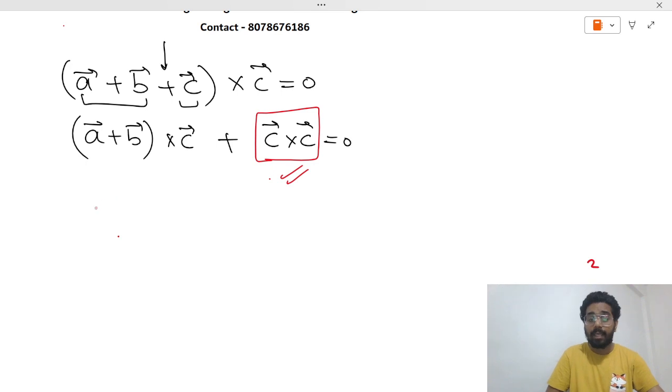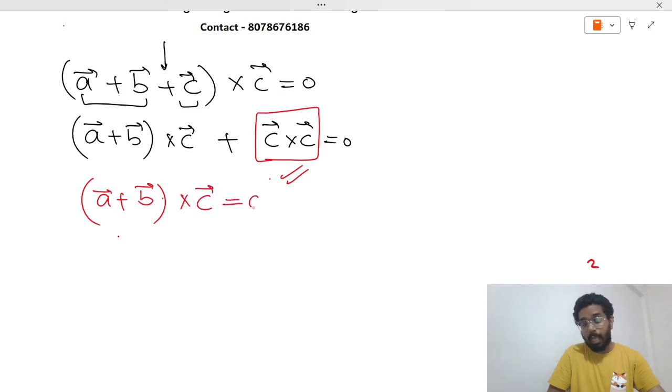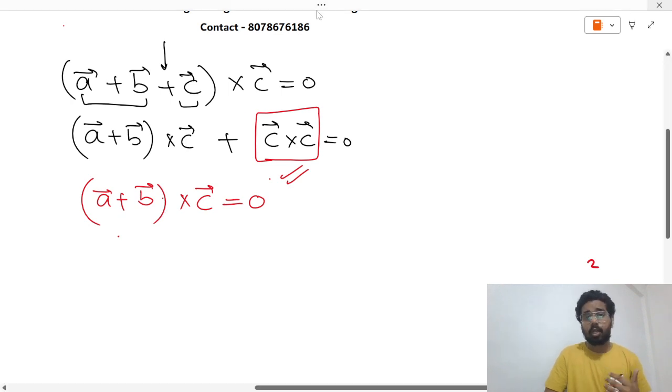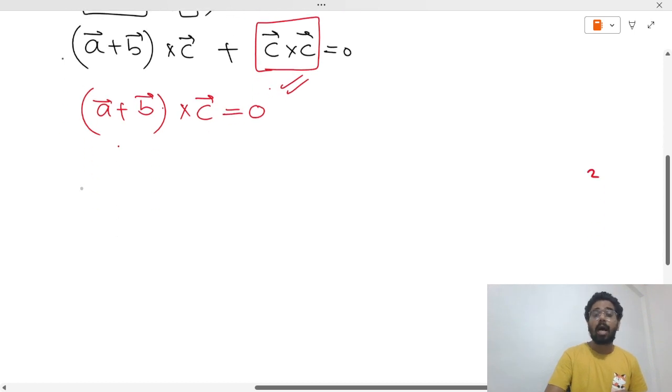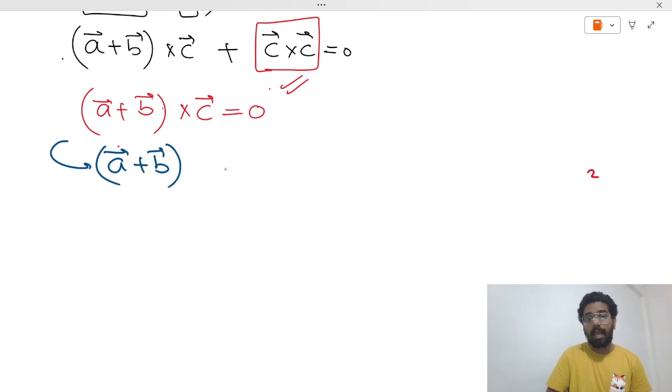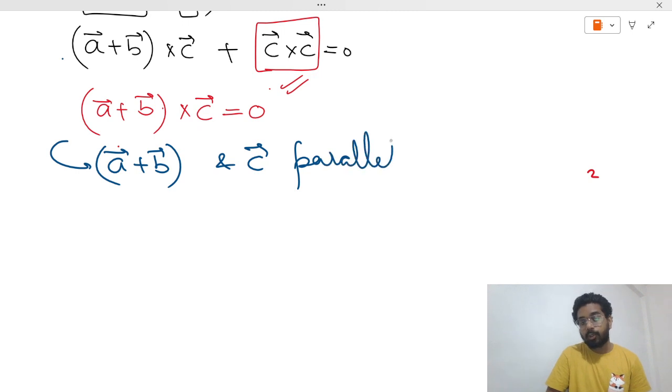Hence, what are we going to have? (A vector plus B vector) cross C is equal to 0. Now, the second concept which we are going to apply over here is that if the cross product of two vectors is 0, it clearly means both are parallel to each other. Hence, we can say from here that (A vector plus B vector) and C vector are parallel to each other. Two concepts we have used.